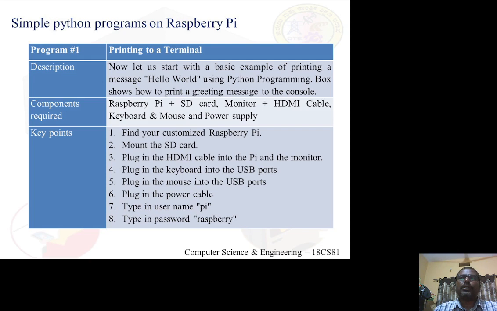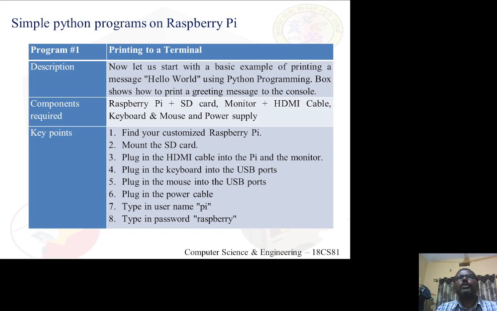So some key points you need to remember. First, you get Raspberry Pi board. Next, have the SD card loaded with Raspbian. Insert that SD card into SD card slot. Next, get some display, that is monitor, and interface monitor to Raspberry Pi computer, I mean Raspberry Pi board, through HDMI cable.